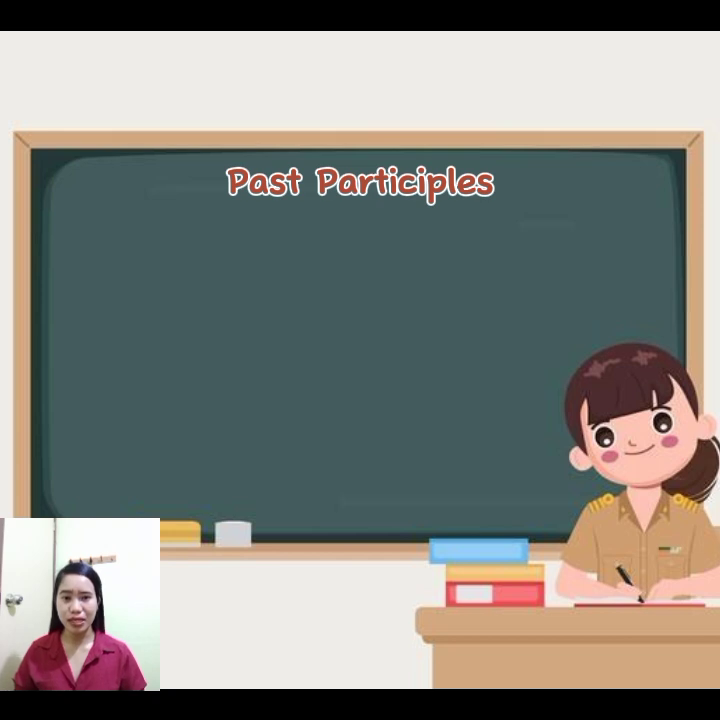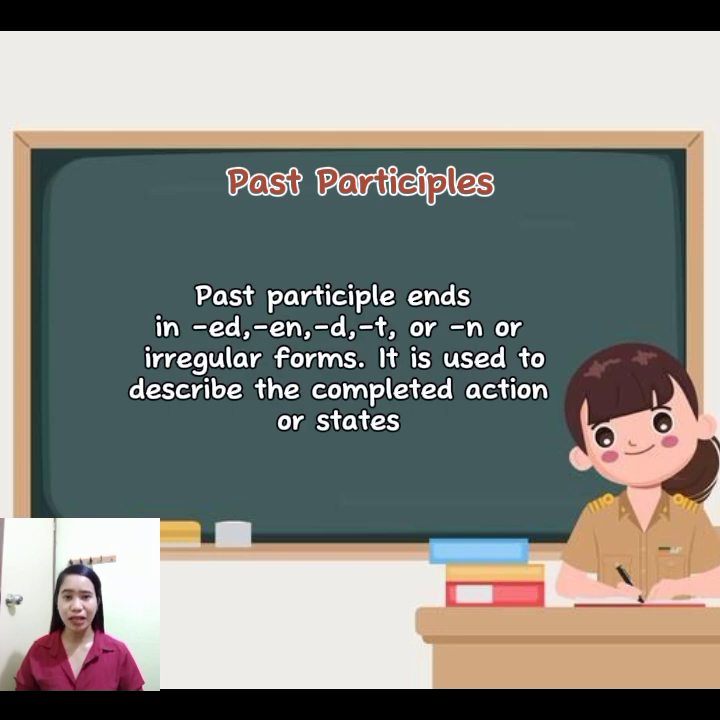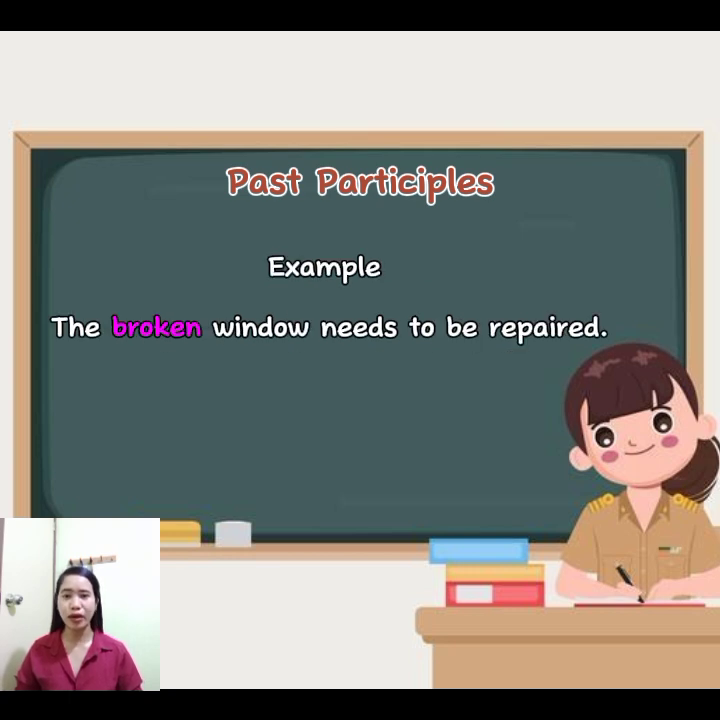The next type is the past participle. A past participle ends in ed, en, d, t, or n, or has irregular forms. It is used to describe completed actions or states. Example: the broken window needs to be repaired. The word broken is a past participle that describes the window.